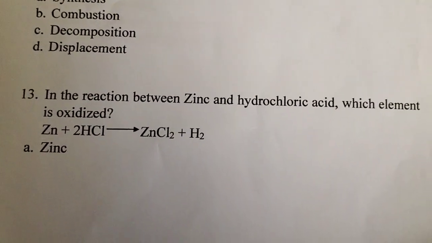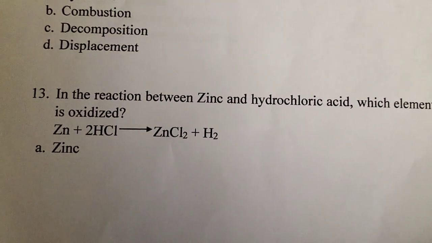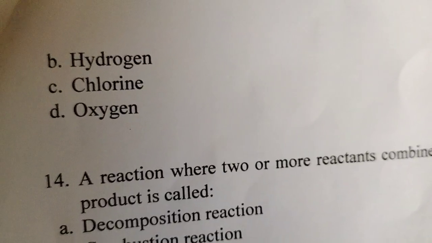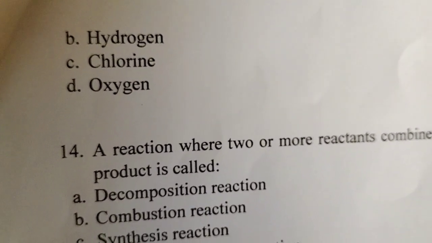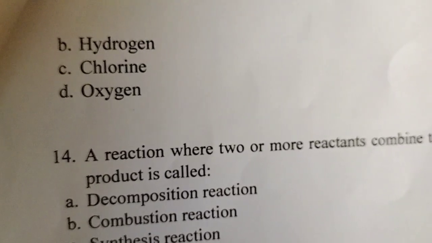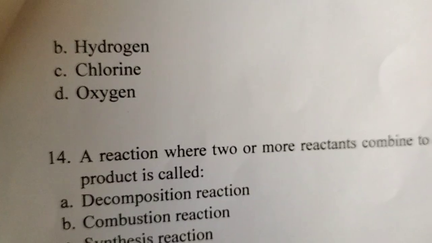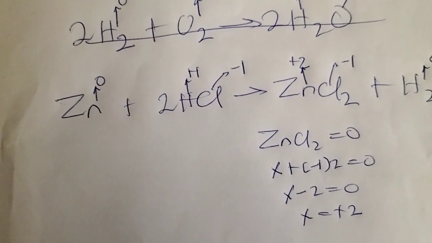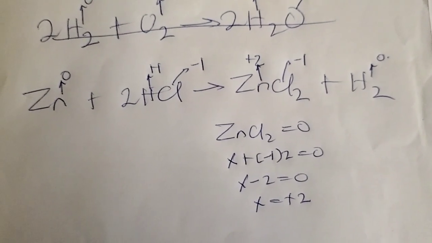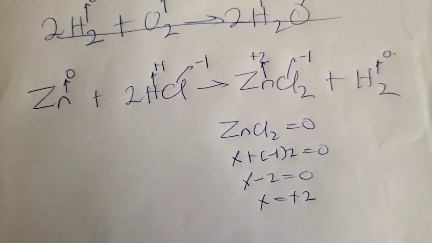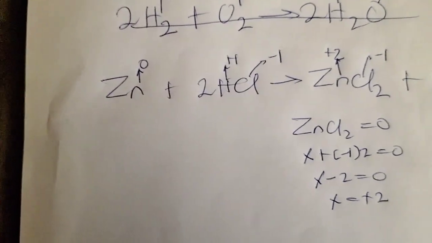Number 13. In the reaction between zinc and hydrochloric acid, which element is oxidized? A. Zinc. B. Hydrogen. C. Chlorine. And D. Oxygen. The answer is zinc, option A. So let's go through and explain why. In a redox reaction, the element oxidized must be a reactant and never a product. So the answer cannot be any of the products. So it should be a reactant.